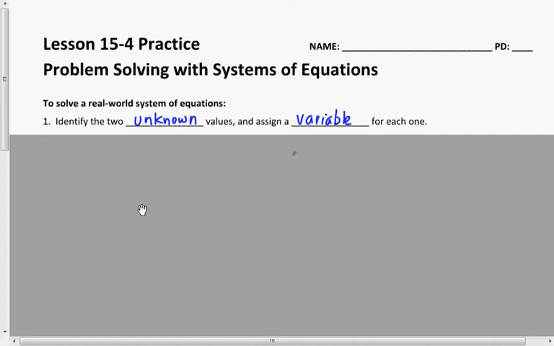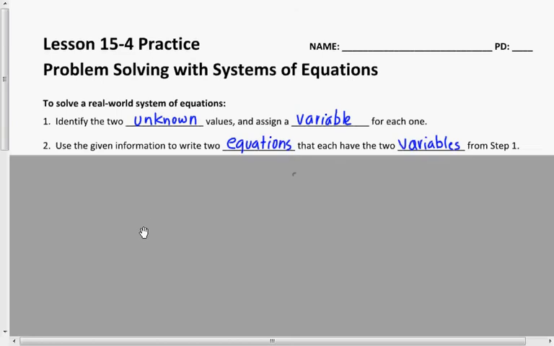So identify the two unknown values, the two things you're being asked to find, and then assign a variable for each one. X and Y are common variables that are used, but you can use whatever letters you want to use. So the next step is to use the information that was given in the story to write two equations. And each of those equations has to have the two variables that you set up in the first step.